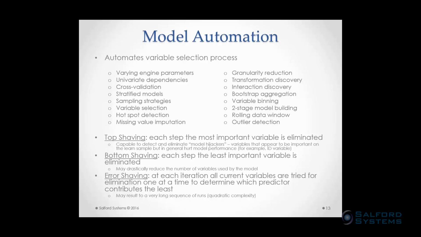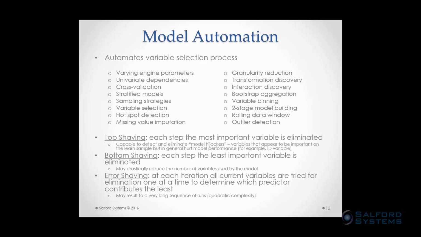So we have a couple different options. You can shave variables from the top, which means eliminating the most important variable each time, rebuilding the model, and seeing how the performance changes. You do the same thing from the bottom of the importance list, and this is a good way to drastically reduce the number of variables. If you have hundreds of variables sitting at the bottom of your model, contributing a little bit, it might be better just to get rid of them. And then finally, there's shaving by error, which just tries to get rid of the variable that's contributing the least.